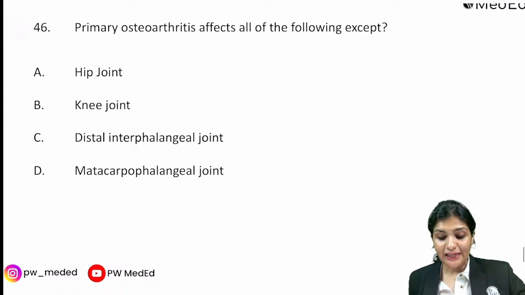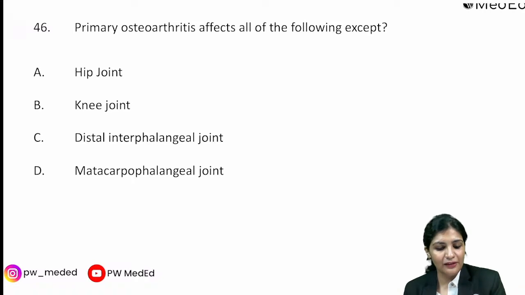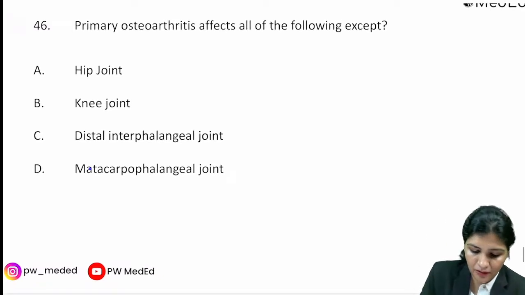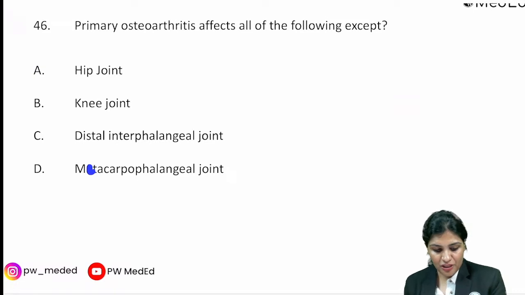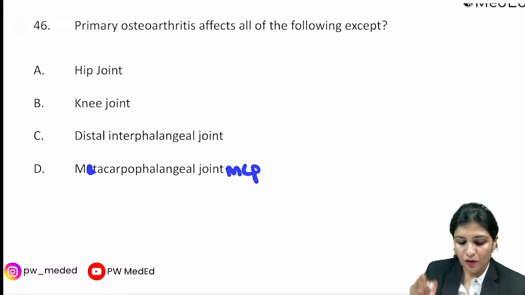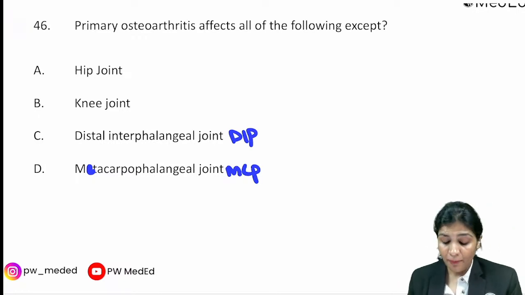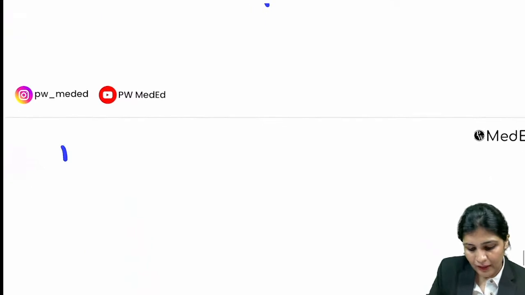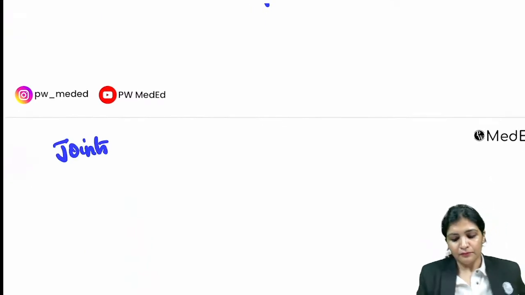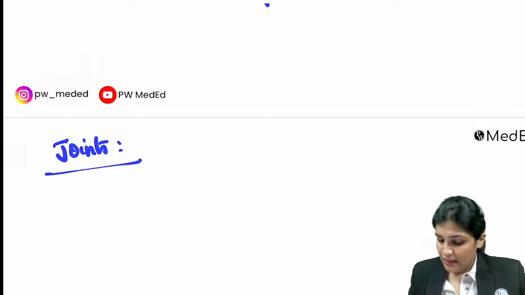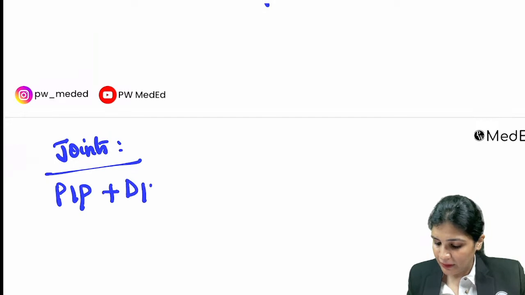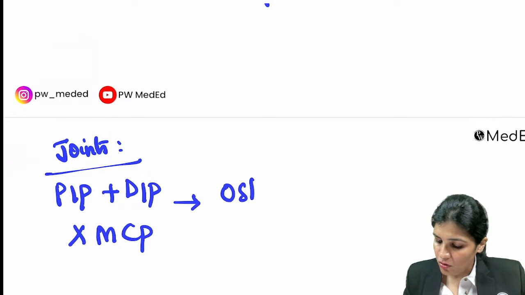Primary osteoarthritis affects all the following except: the hip joint, the knee, the distal interphalangeal joint, the metacarpophalangeal joint. Here it is the metacarpophalangeal joint. So the MCP, the DIP, the knee or the hip. If you remember the involvement of joints, if it is PIP plus DIP, sparing your MCP, it is osteoarthritis.